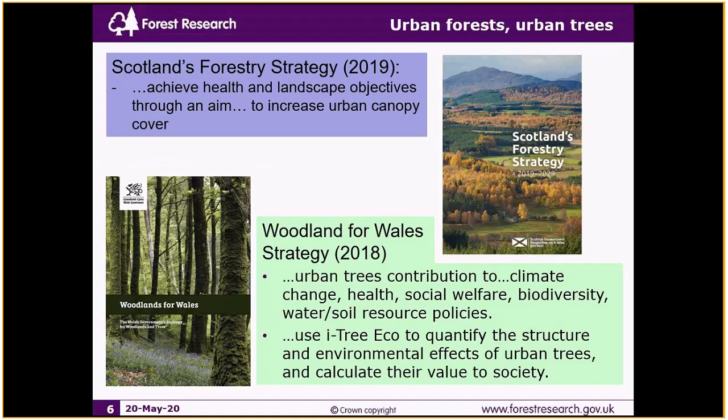So the Scottish Forestry Strategy does mention urban canopy cover, but in really rather a limited focus. So it talks about using the urban canopy to achieve health and landscape objectives. In Wales, they've developed this more strongly, and they talk about the contribution that these trees make to climate change, to health, to social welfare, to biodiversity, and so on. But again, actually, in comparison to the full range of benefits that we can get from our trees in urban locations, this is actually quite a limited selection. And we're going to be looking more in a minute at the broader range of benefits. But what's particularly useful in the Woodland for Wales strategy is that they do make reference to the use of iTree Eco for quantifying the structure and environmental effects of our urban trees.